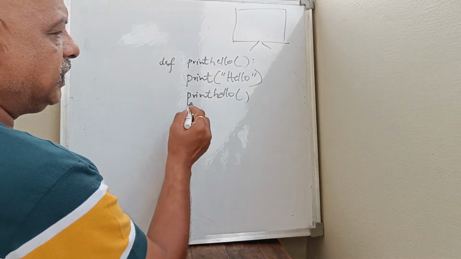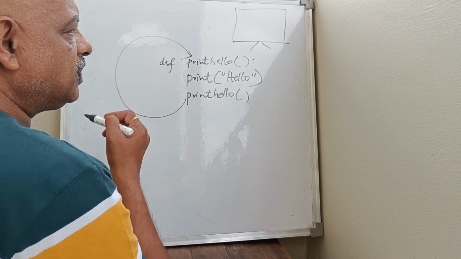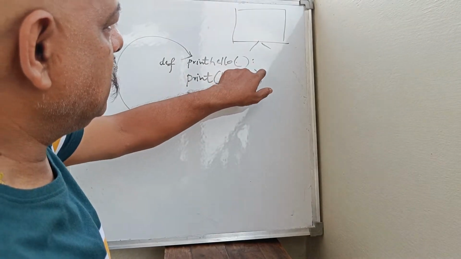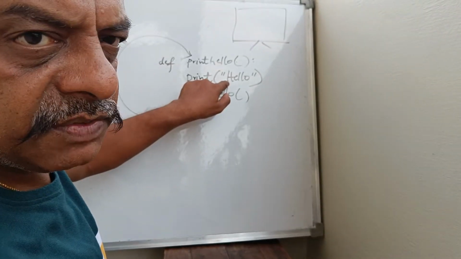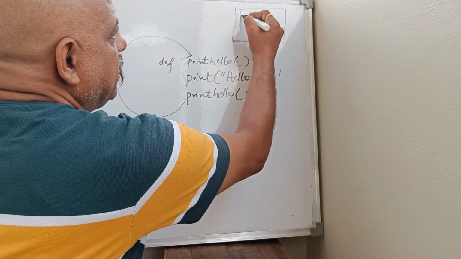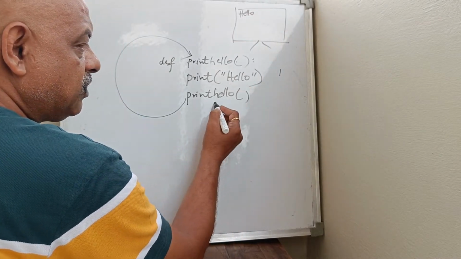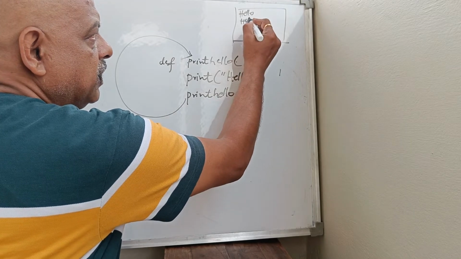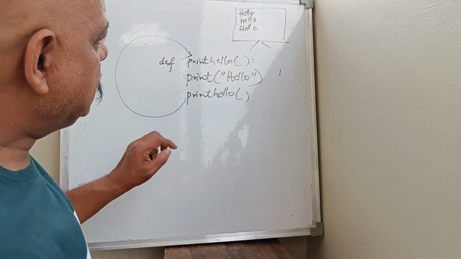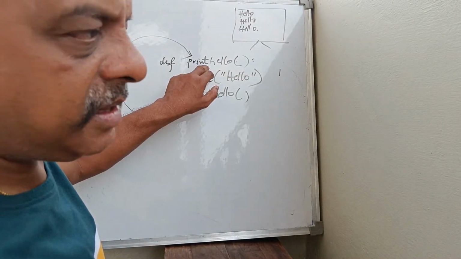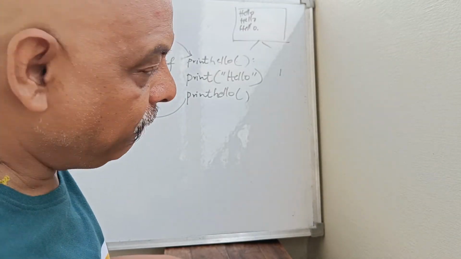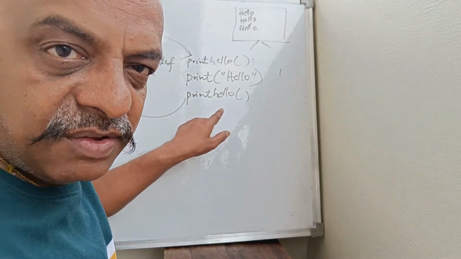So what happens here? The same function is called. Once the colon is there, this is a statement within the function body. Hello will be printed on the monitor. Again you are calling the same function, and hello is printed again. Again you call the same function, and hello is printed. You see, the name of the calling function and the called function is the same, print_hello. So within the function definition, you are calling the same function.